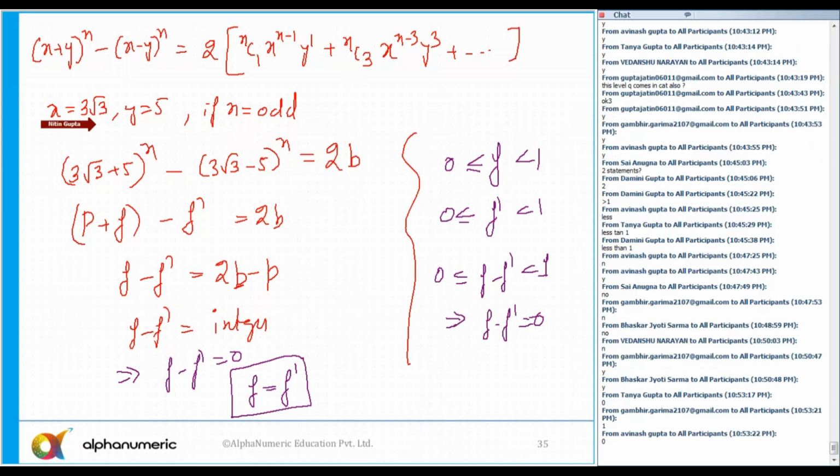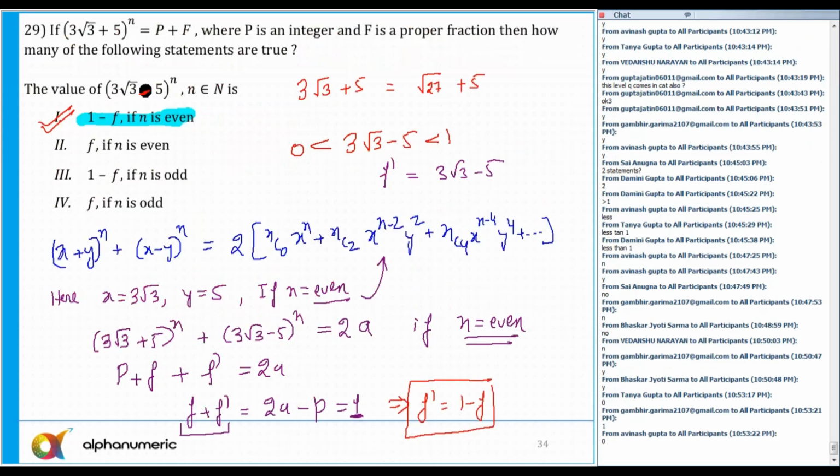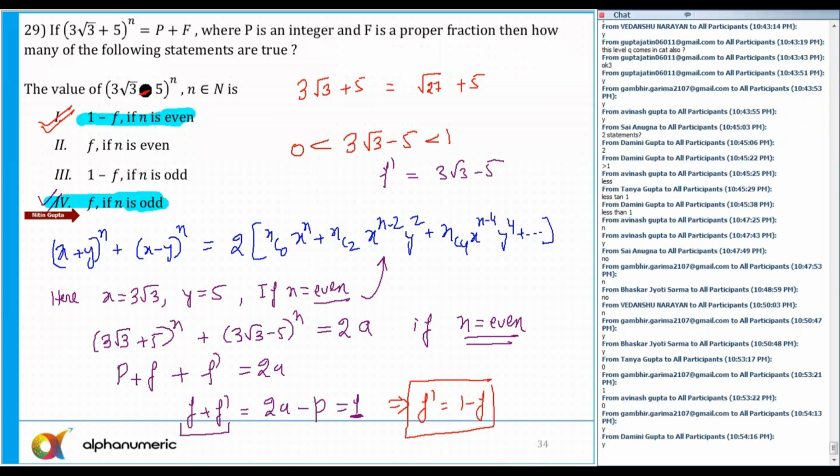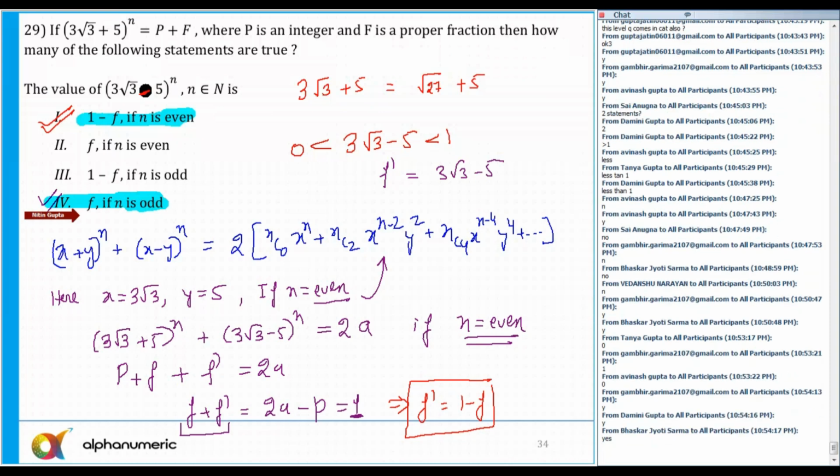So if I go back to the slide, f is equal to f dash if n is odd. So f dash will be equal to f if n is odd. So the last statement is also correct, so statement number 1 and statement number 4 both are correct answers. Is that clear to all of you? Please respond. So I hope that you understood the impact of power.